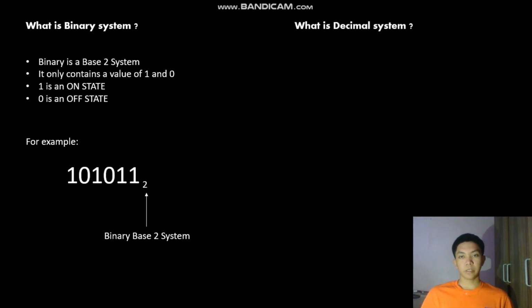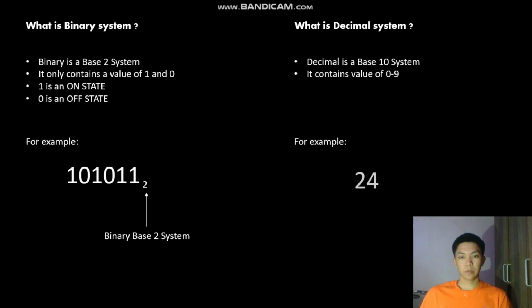So what is a decimal system? A decimal system is a base 10 system. It means it contains values of 0 to 9. So it is 0, 1, 2, 3, 4, 5, 6, 7, 8, 9. Then, for example, 24. And this is a base 10 system.